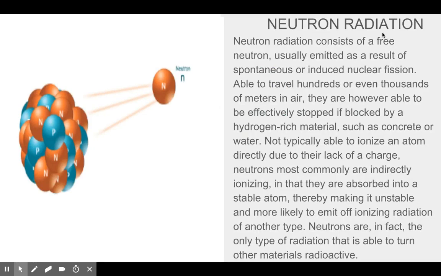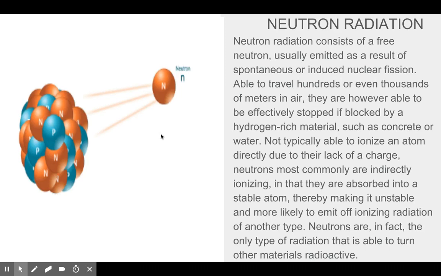Finally, we'll look at neutron radiation. Neutron radiation consists of a free neutron, usually emitted as a result of spontaneous or induced nuclear fission, able to travel hundreds, even thousands of meters in the air. They are, however, able to be effectively stopped if blocked by a hydrogen-rich material, such as concrete or water, not typically able to ionize an atom directly because of their lack of charge.